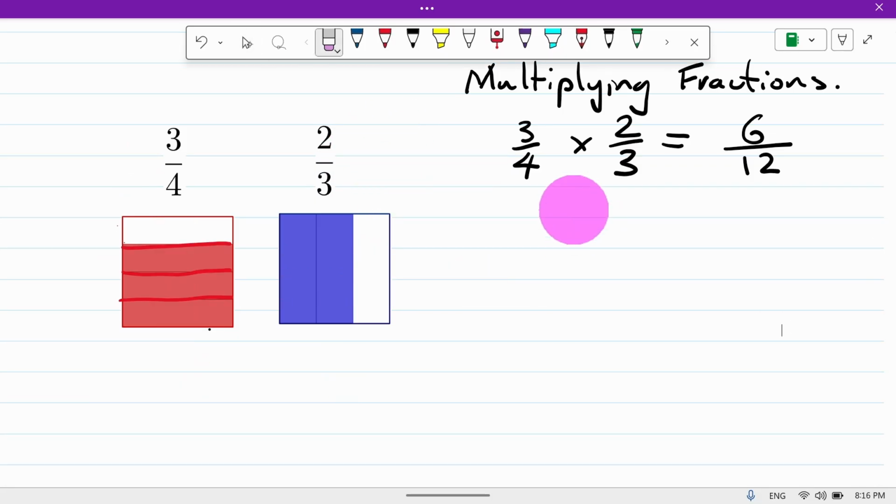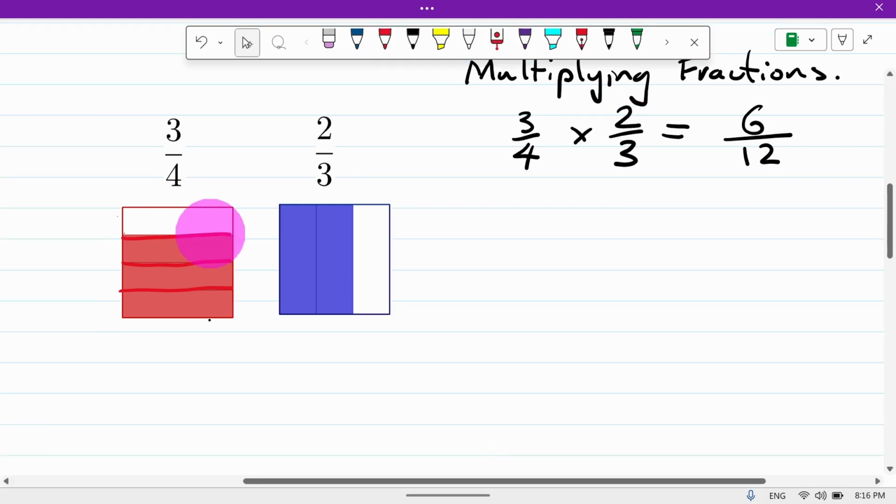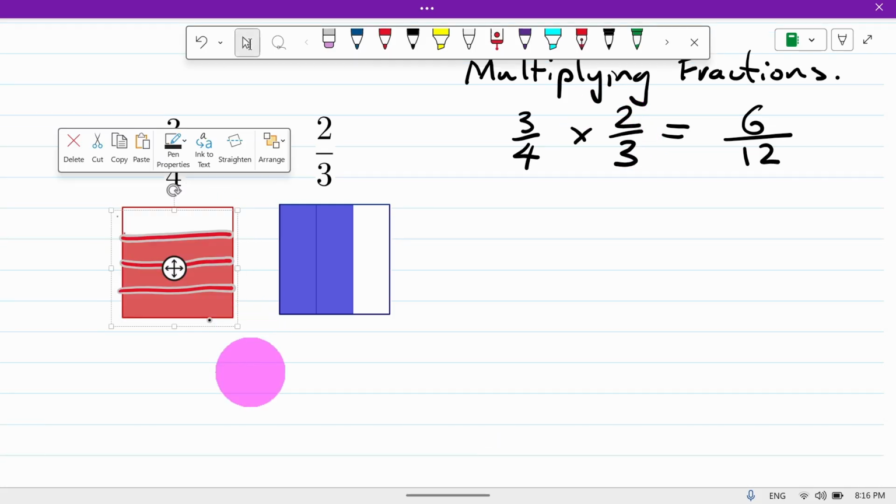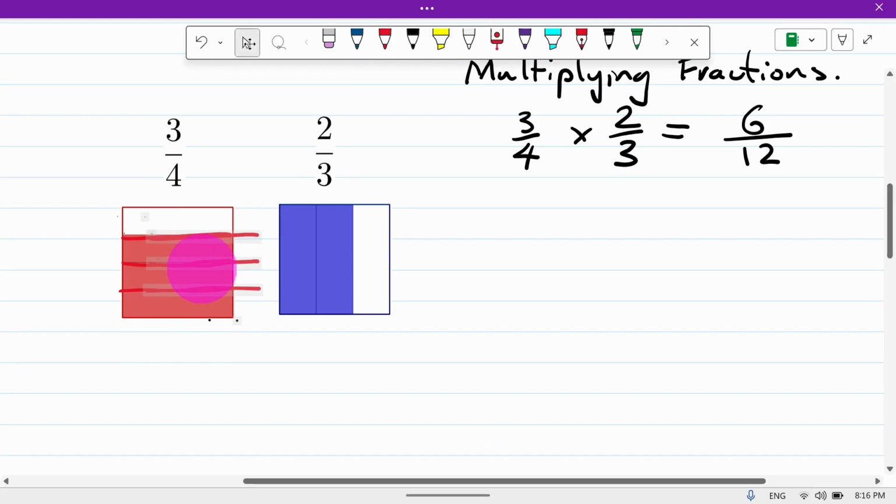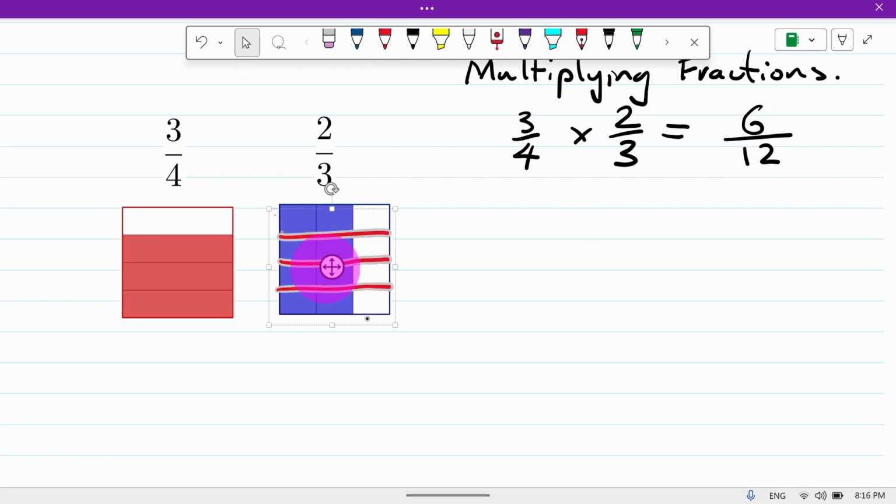Visually, when we get 3/4 of 2/3, this is what it looks like. The 3/4, and we're getting 3/4 of the 2/3 that is shaded. So the overlap is 1, 2, 3, 4, 5, 6 out of the 12. Hence, we get our 6/12.